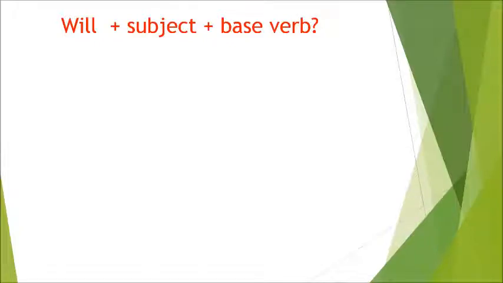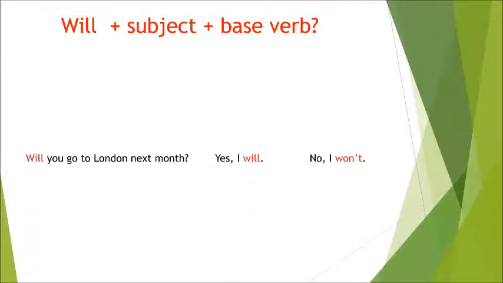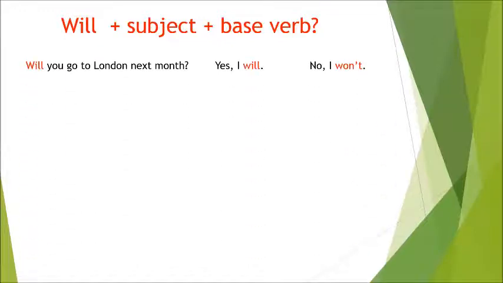Let's make yes-no questions. Start your question with will, then subject and verb. Don't forget to use base verbs. To understand better, you need examples. Here you are. Will you go to London next month? Yes, I will. No, I won't.